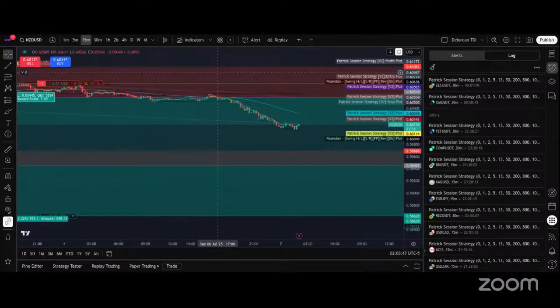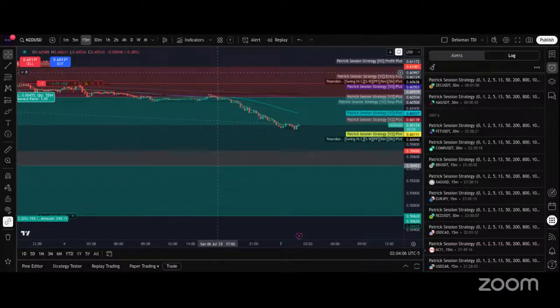Then you have the other three lines that you see: the aqua line, which is the 50 exponential moving average, the gray line, which is the 200 exponential moving average, and the blue line, which is the 800 exponential moving average. You use these to determine if it's an uptrend or a downtrend.